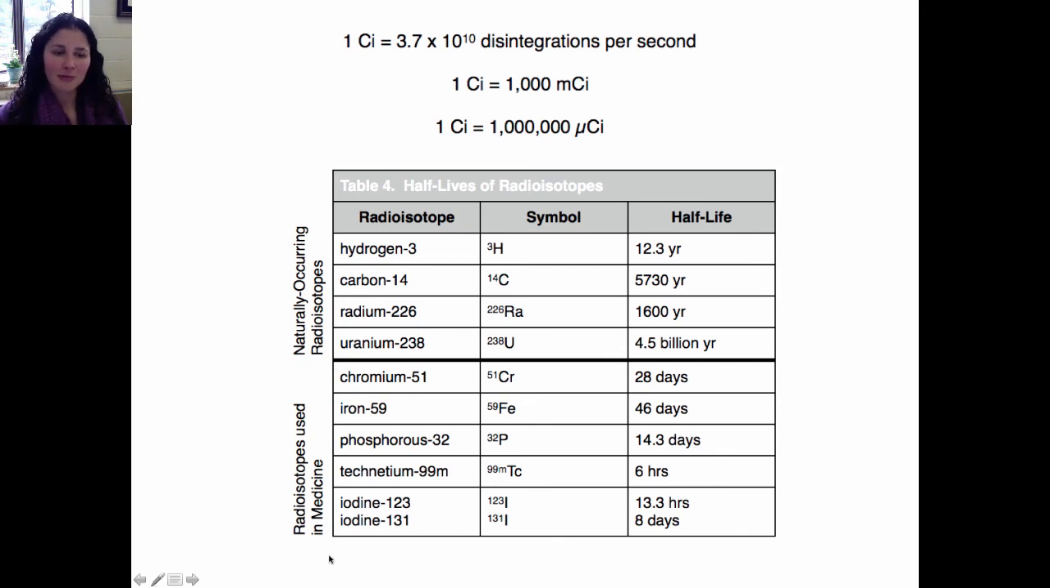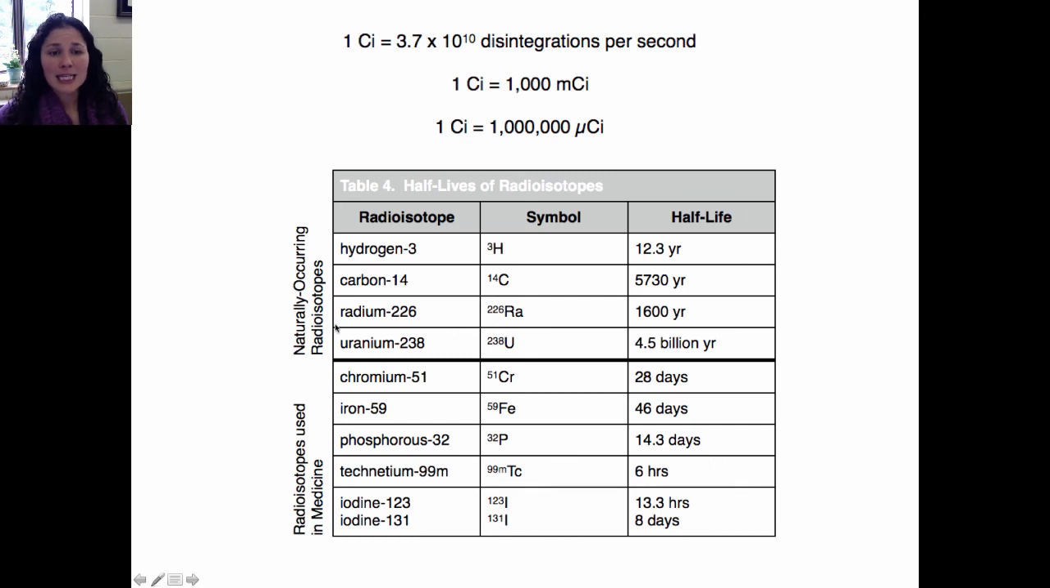On the bottom part of this table are listed the radioisotopes that are used in medicine. These radioisotopes are often produced in a laboratory, and they're usually produced by either decaying a larger nucleus or by bombarding a nucleus with radioactive particles to produce these specific nuclei. Notice that the half-lives of these isotopes are much shorter than the naturally occurring isotopes.